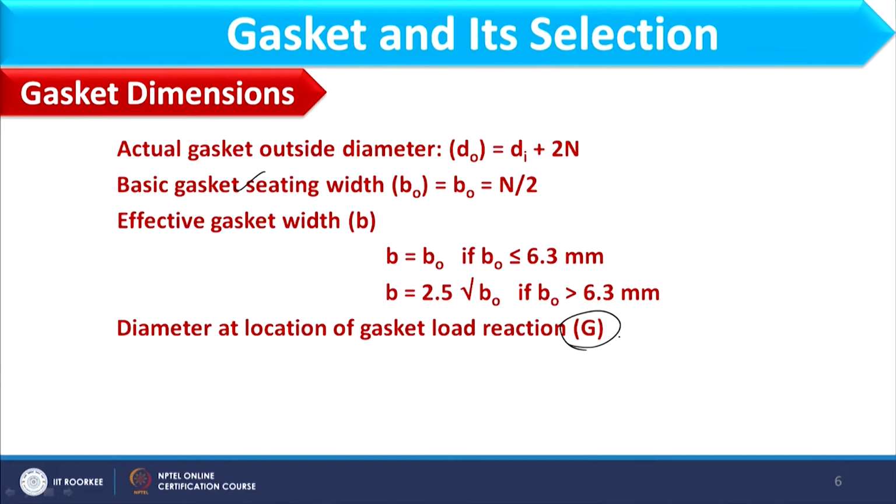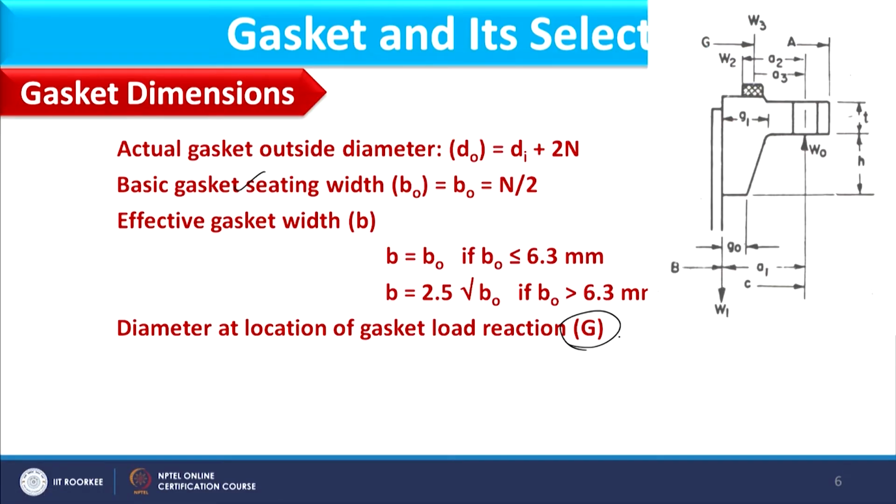Now, why have I calculated effective gasket width? Because I have to find out the diameter where load on gasket will actually work. Okay. So, we can consider that diameter for the load of reaction on the gasket, and that would be decided by capital G. Okay. Now, here in this image we can schematically show the connection.